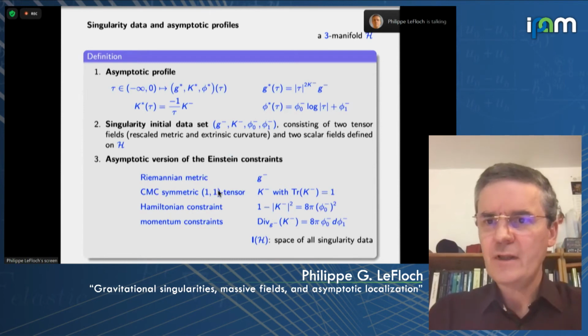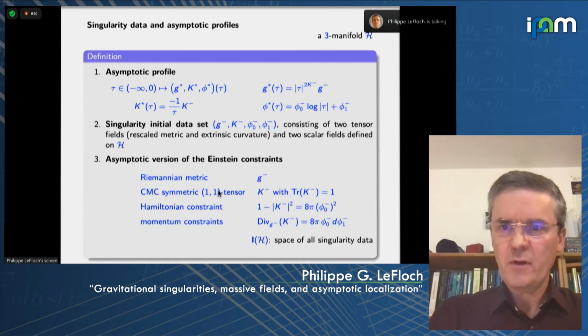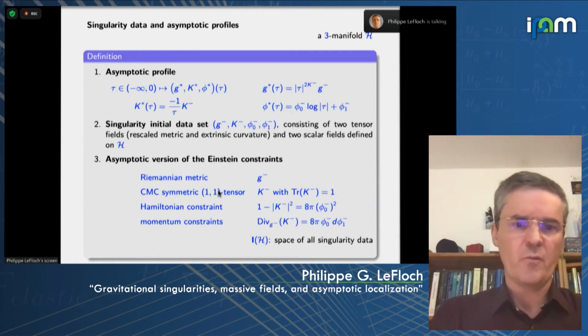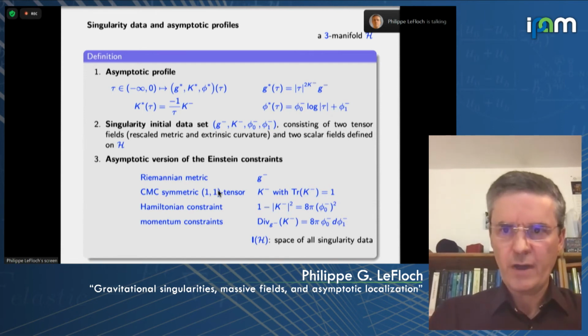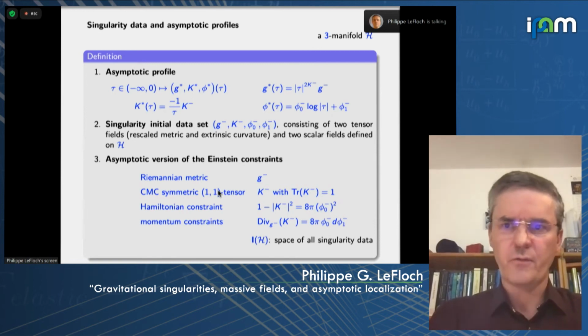But now this initial data set cannot be arbitrary. It has to satisfy the constraints. But what constraints? How do you express the constraints? You express them in an asymptotic way. This comes from BKL, basically. And the asymptotic constraints tell you that this Riemann metric is arbitrary. K minus should have trace 1. This comes from the CMC condition of your foliation. The Hamiltonian constraint becomes algebraic asymptotically, and the momentum constraint is a divergence equation also involving the matter field. So I'm looking at this data.